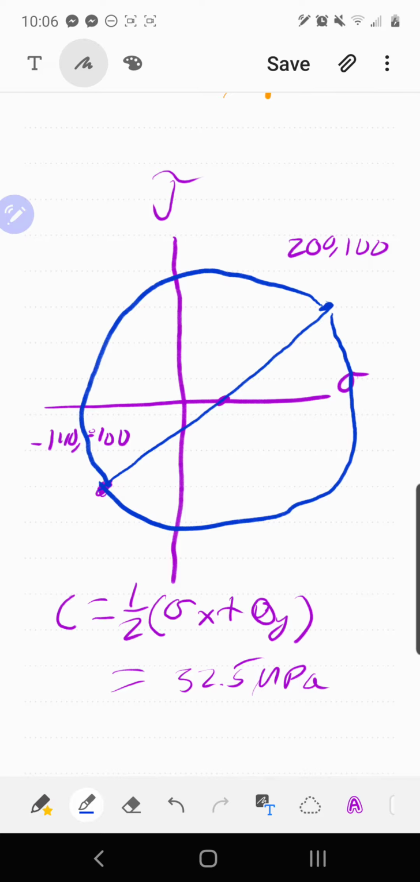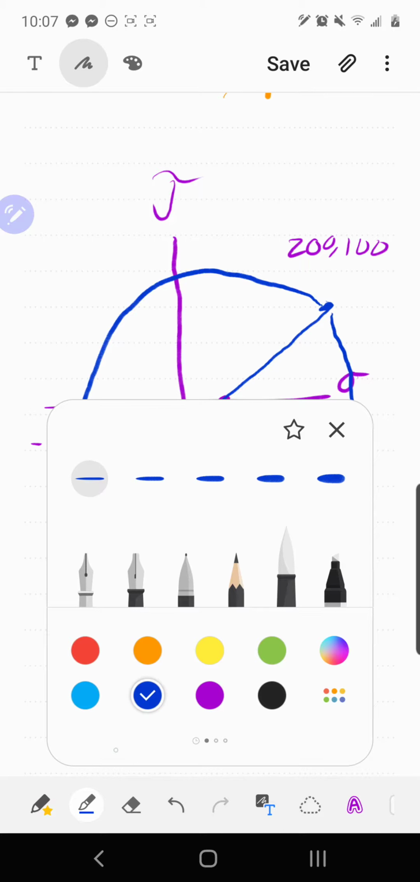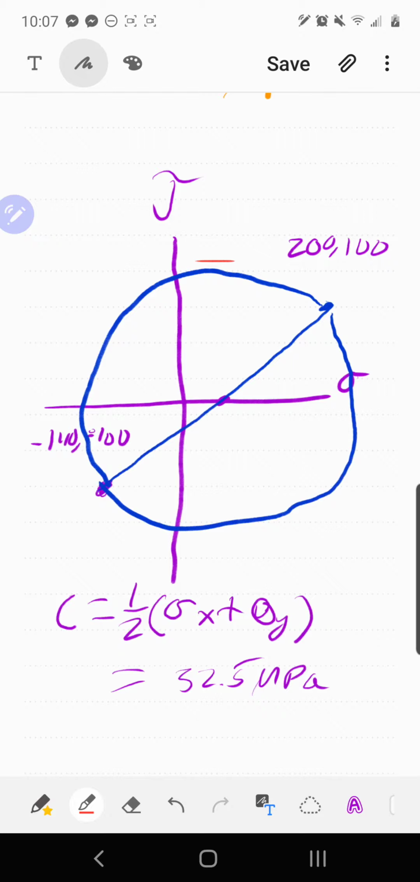All right. So now that we have this, what are we looking for? We want to know the maximum shear stress, which is tau. So we want to know tau max. Where is tau max? Tau max is going to be way here. We also will have a sigma max and min. We'll have the min over here.